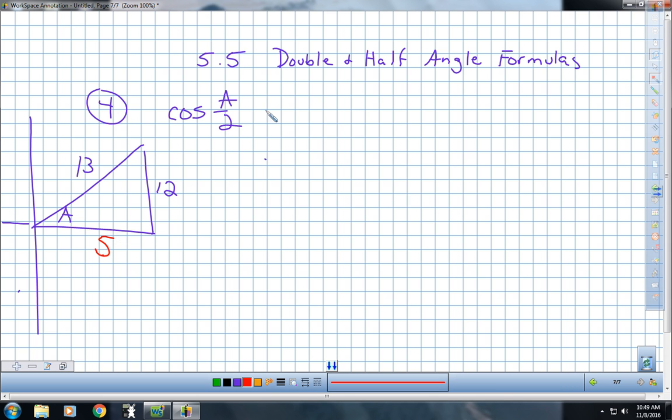Okay? I'm just going to write out the formula and then we'll bust it out. So it is going to be positive, the square root of 1 plus the cosine of alpha, all divided by 2. That is the Greek letter alpha, which looks like a fishy swimming upstream.